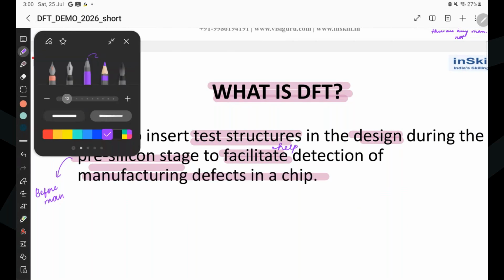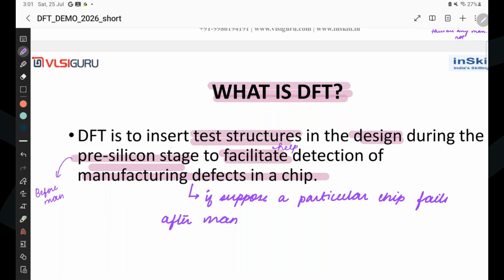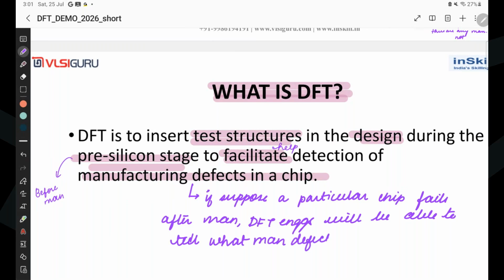So if suppose a particular chip fails after manufacturing, DFT engineers will be able to tell what manufacturing defect has caused the chip to fail.